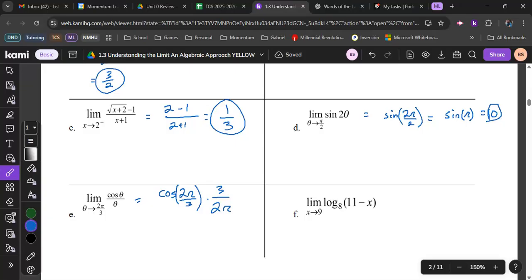Cosine of 2 pi over 3. 2 pi over 3, we're in the second quadrant, so it's definitely negative. Negative square root of 2 over 2. Negative square root 2 over 2? No, that should be 3 pi over 4. Square root 3 over 2?